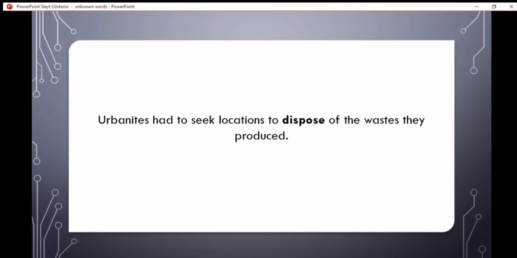Now, this is simply a sentence taken from a paragraph from a passage, which means we can't really get the whole idea of the passage. But because we're only focusing on one word, dispose, let's see what we can make do, right? Urbanites. This word comes from the word urban, which means the people who live there. Now, I'm giving you the meaning because we're just focusing on one word.